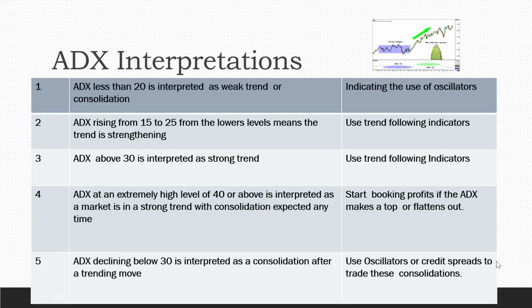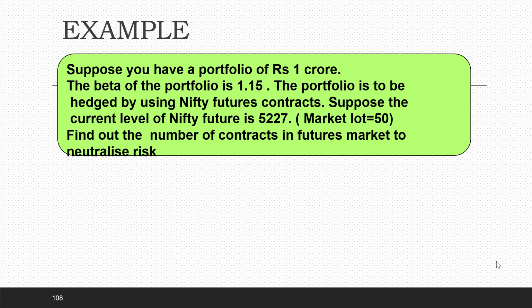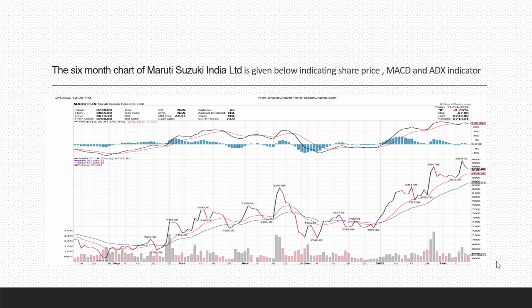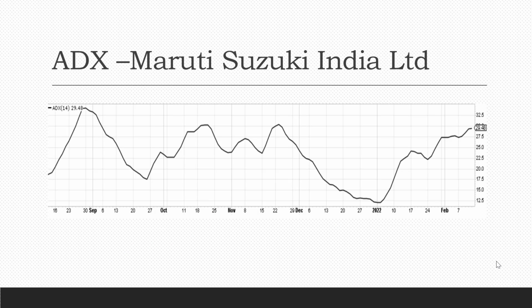Okay. So I'll just take you back again to the question. What will be there in the question? I'll be making some modification to this. The share price, the cash price, and the available contracts in futures and expiry, the 3 contracts, will be given to you. You have to choose one. Then there will be some share prices which will be given to you. The chart will be given to you, a MACD chart, a share price chart and the ADX.